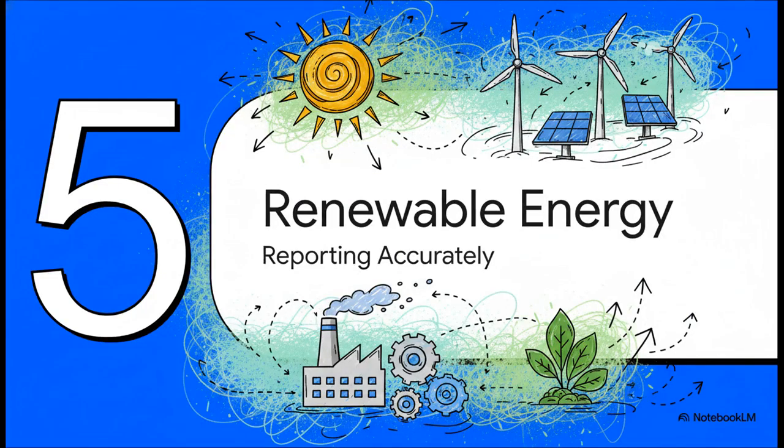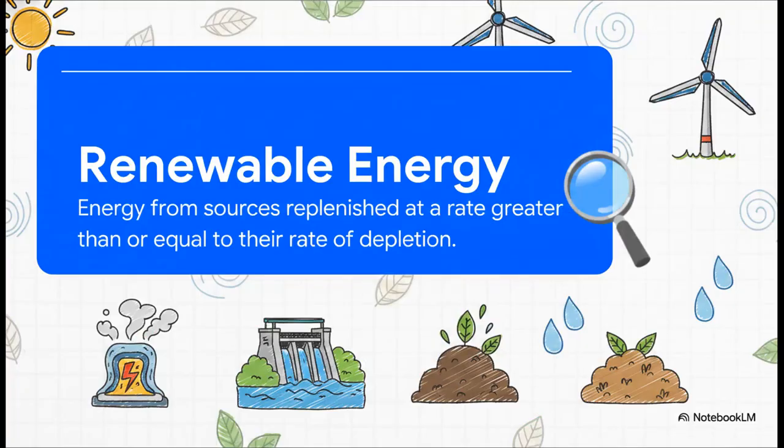Moving right along to Section 5, Renewable Energy, Reporting Accurately. So first, we really need to establish the baseline definition. What actually qualifies as renewable energy under this standard? Well, it's strictly defined as energy from sources that are replenished at a rate greater than or equal to their rate of depletion. The classic examples all apply here, right? Geothermal, wind, solar, hydroelectricity, and biomass.